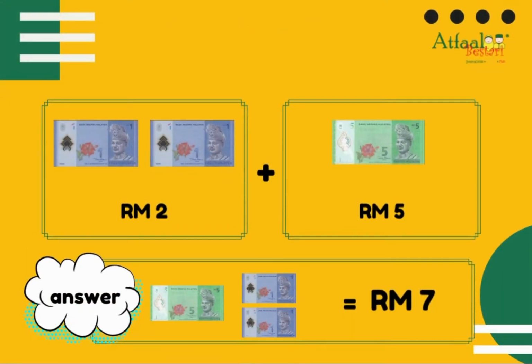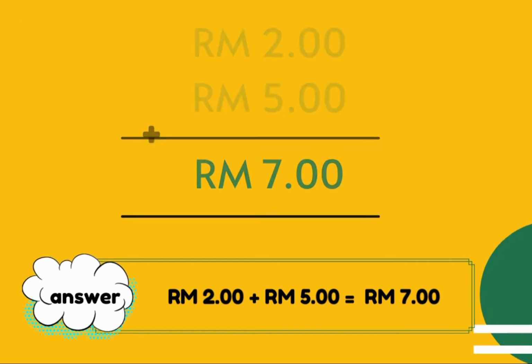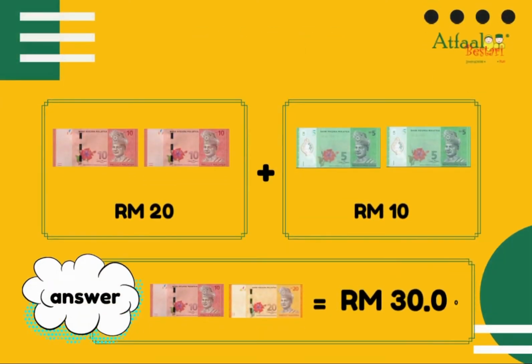Now, let's try the example of addition for notes. First example, 2 ringgit plus 5 ringgit equals 7 ringgit. This is how we write ringgit in vertical method. For example, 2 ringgit plus 5 ringgit equals 7 ringgit. Now, let's see 20 ringgit plus 10 ringgit equal 30 ringgit.